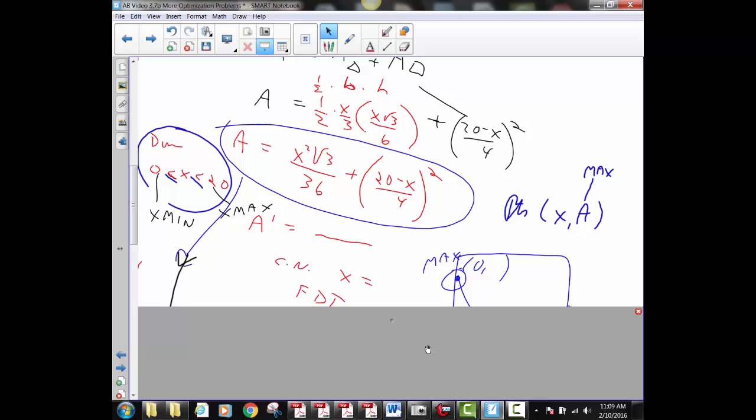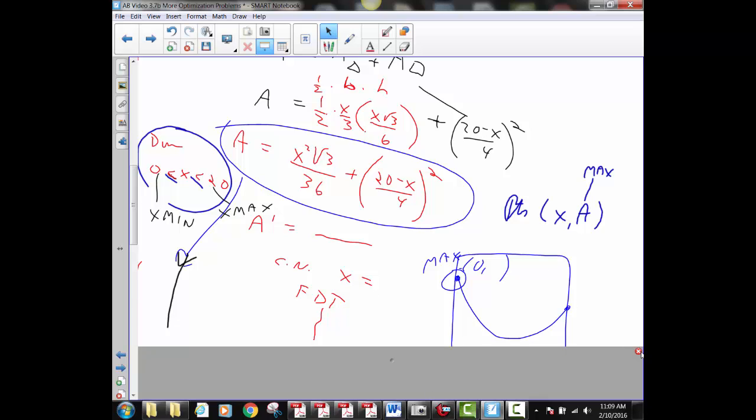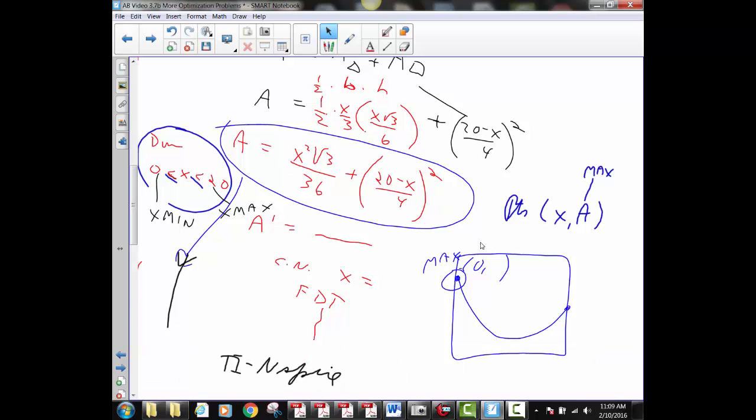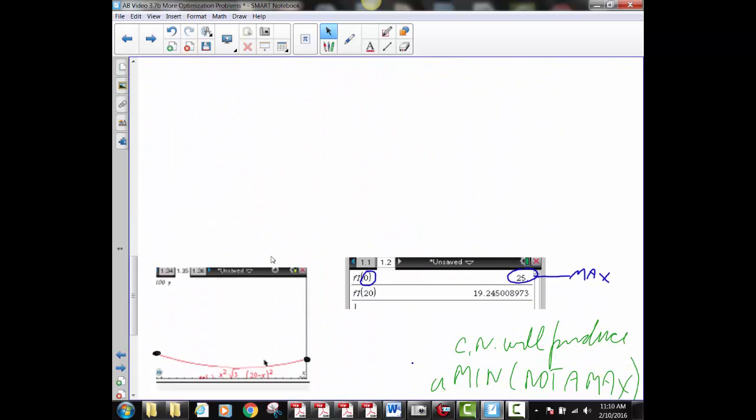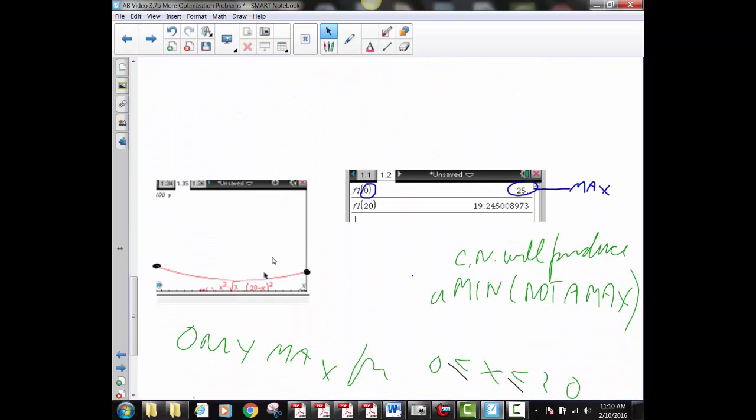So we're going to find our derivative, etc. Or if you're using a calculator, you could just graph the function, and you'll see that the maximum point on that interval from 0 to 20 happens to be when x is 0. So the idea is to not make a triangle at all and to use the whole 20 feet to make your square. Okay? The critical number will produce a min, not a max. I'm looking at the graph here if you actually graphed it.